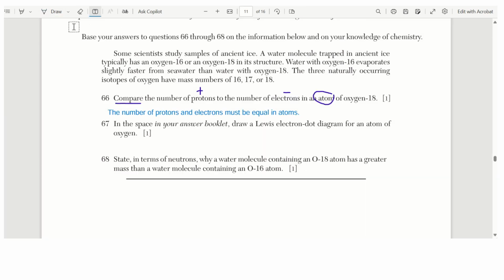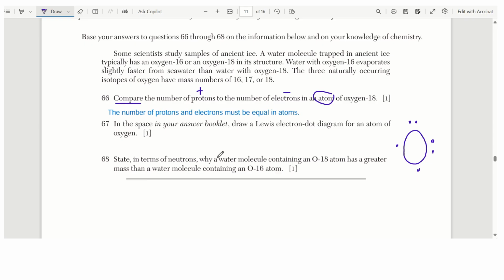So I can do it here. All right, so an electron dot diagram for an atom of oxygen. Here is oxygen. I need 6 valence electrons. 1, 2, 3, 4, 5, 6. Ta-da, like that.